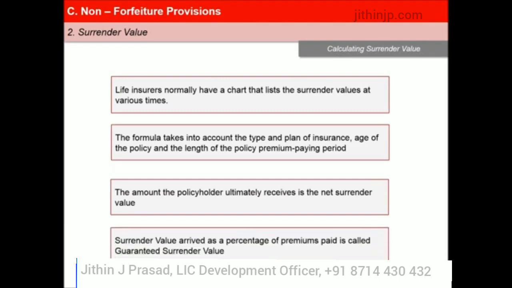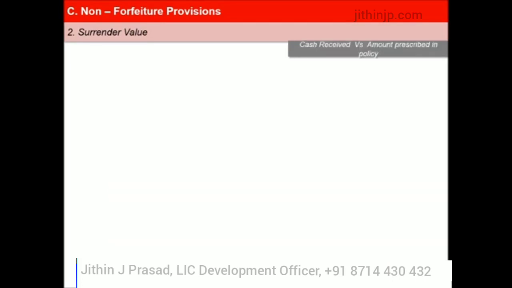Surrender value is a percentage of paid-up value, and the surrender value that arrived as a percentage of premiums paid is called guaranteed surrender value. Sometimes the actual amount of cash one gets in hand on surrender may be different from the surrender value amount prescribed in the policy. This is because of the following items that may cause addition or subtraction from the surrender value.